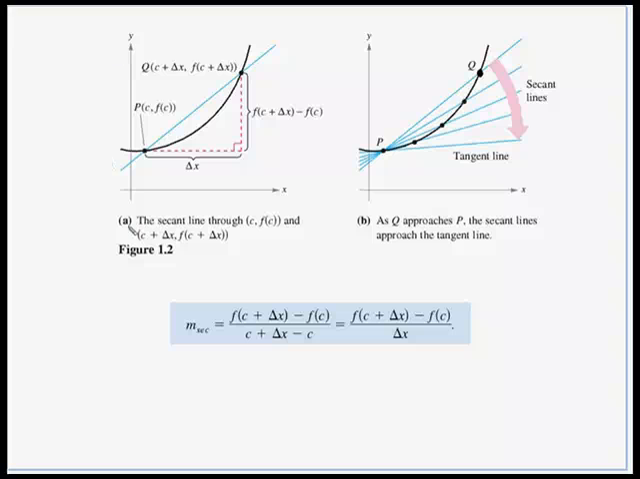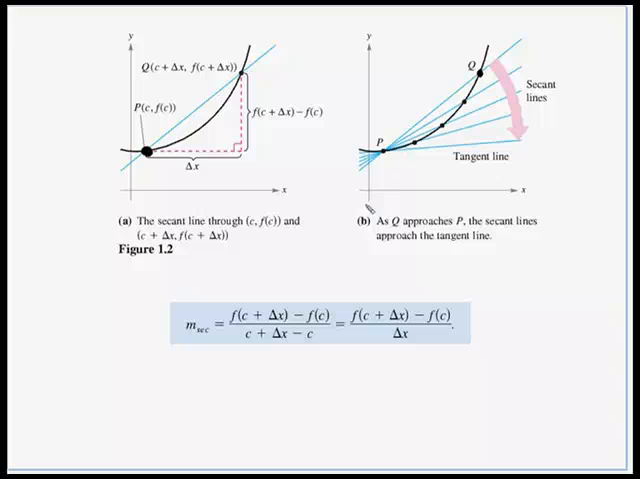And then, here's the picture from the book that is trying to show you what I did dynamically. We have our 2 points. We're sliding that point down the curve, getting closer and closer to this point of interest. And our secant line moves down, down, down, and eventually it's going to become a tangent line.